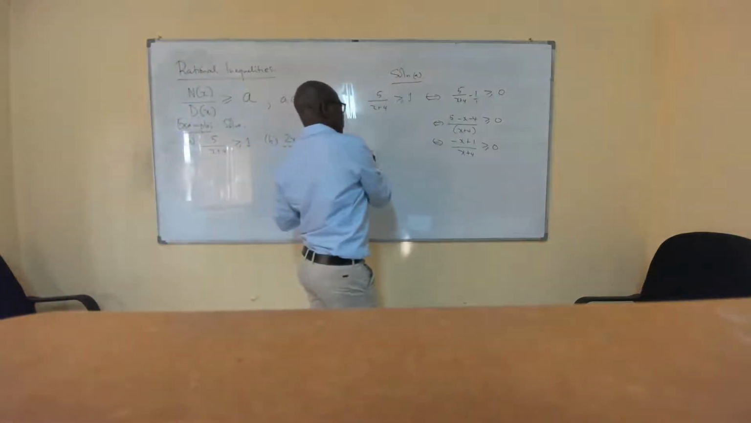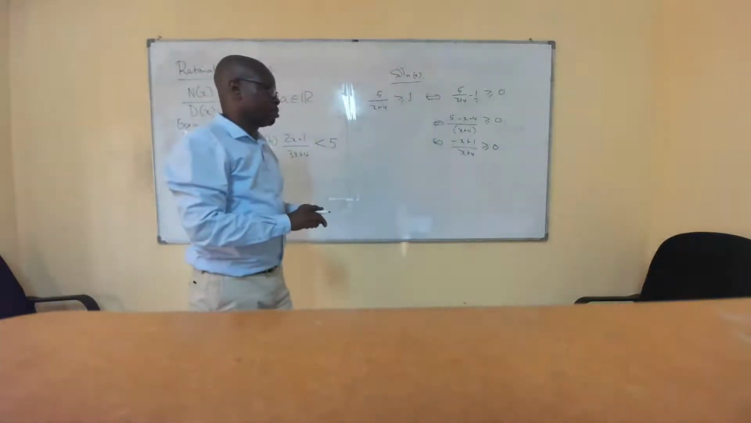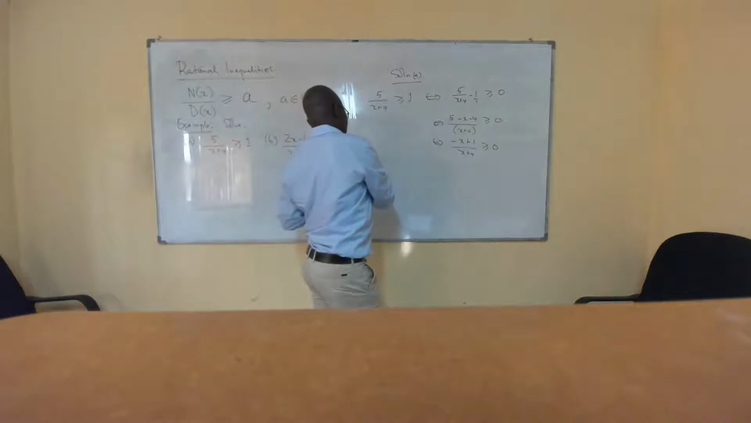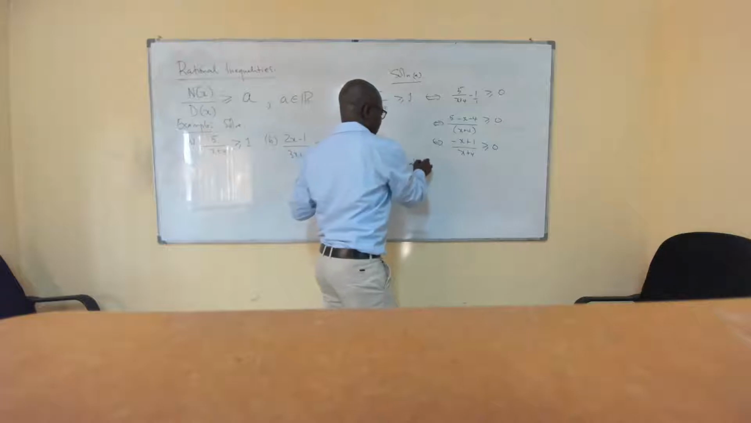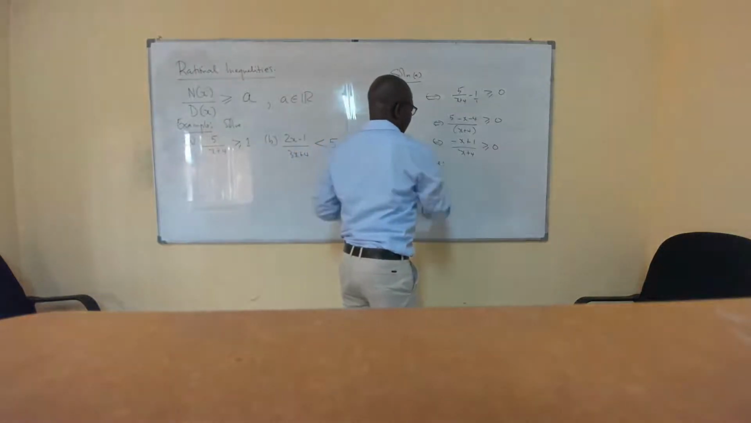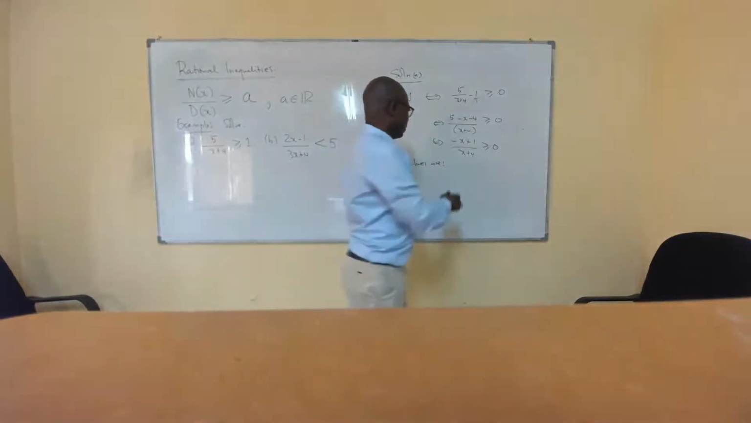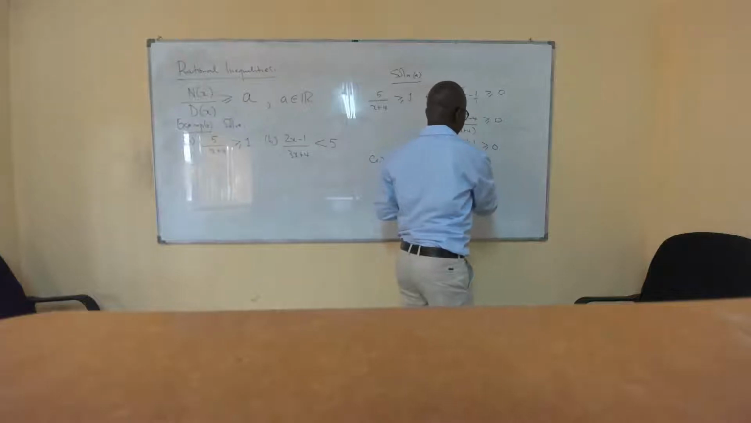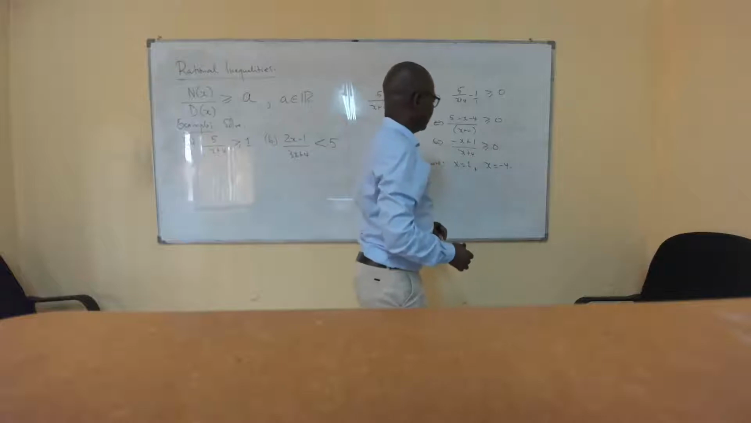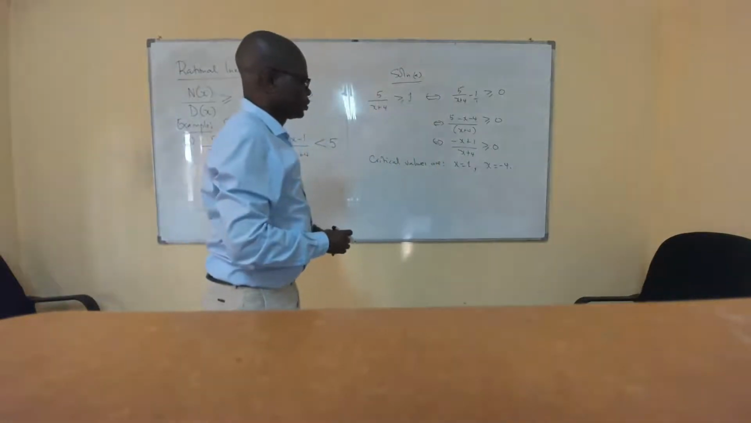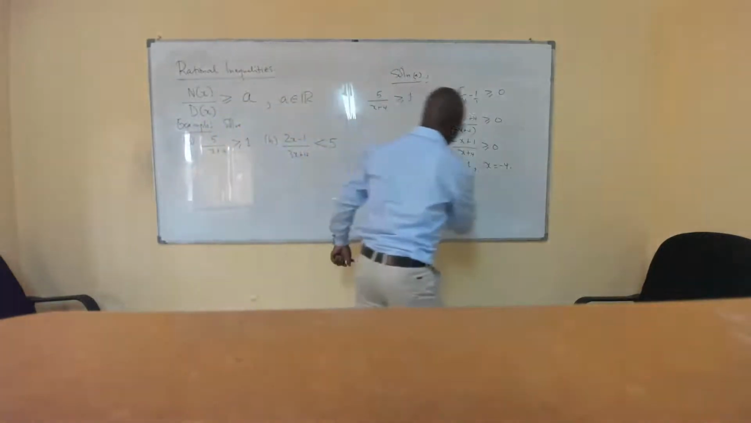So we need to determine what we call critical values. The critical values are points where the numerator is equal to 0 and points where the denominator is equal to 0. So these will be x is 1 or x is minus 4. The numerator will be 0 if you choose x to be 1, and the denominator will be 0 if you choose x to be minus 4.